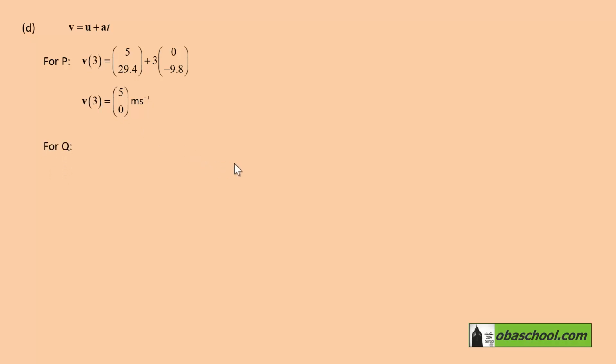For Q, now remember, Q's only been moving for 2 seconds. So that's going to be negative 2.5, 36.85. That's the initial velocity we found in part C, plus 2 lots of 0, negative 9.8. And so the velocity for Q is going to be negative 2.5, 17.25 meters per second.